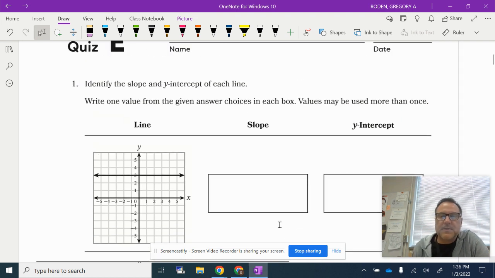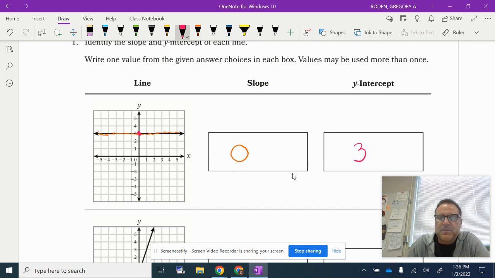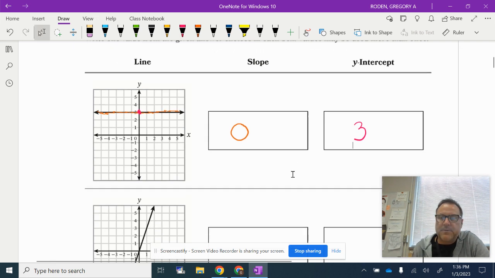All right, so the first problem says identify the y-intercept and the slope of each line. Okay, so if this one, guys, whenever you have a flat line, see how this line is flat right here? It's not up, it's not down, it's flat. That means you have a slope of 0. And your y-intercept, that's just where it crosses the y-axis. So your y-intercept is going to be at 3. Okay, so your slope is 0 and your y-intercept is 3 on the first one.